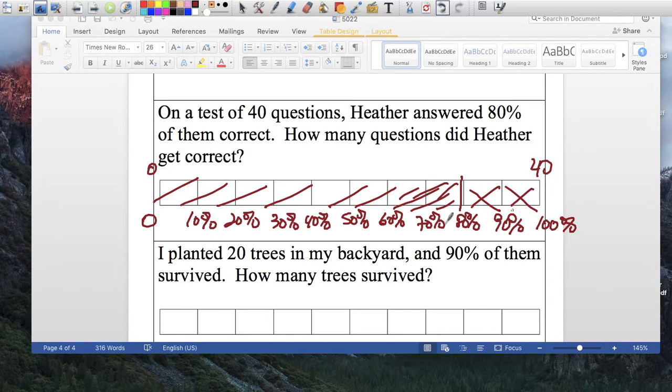So you have 10 boxes. 40 divided by 10 is 4. So 4, 8, 12, 16, 20, 24, 28, 32, 36. So she got 32 questions correct because that represents 80%.